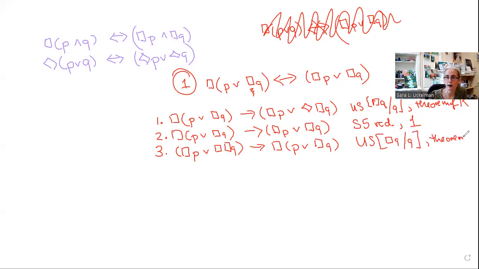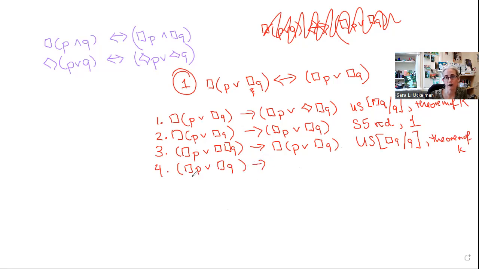So this is a theorem of K, not the same one as the one that we cited in the first one. It's the one that says if either P is necessary or Q is necessary, then, of course, the disjunction between the two of them is going to be necessary. But again, we've got an S5 reduction rule, which says when I've got two boxes, I can reduce it down to just one.